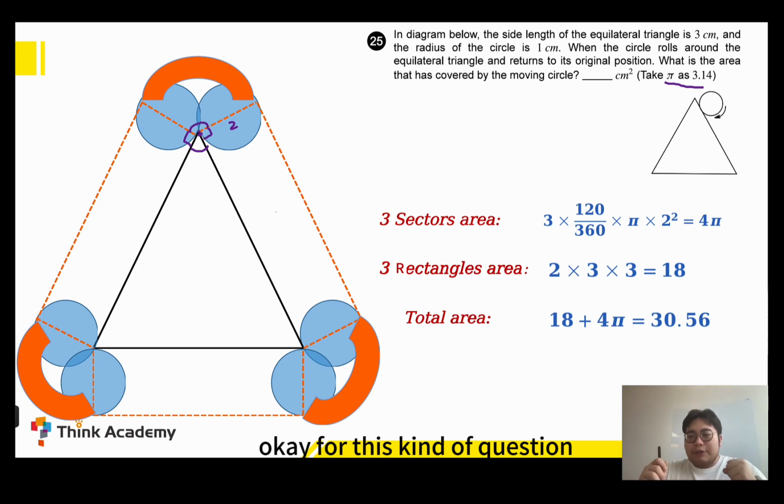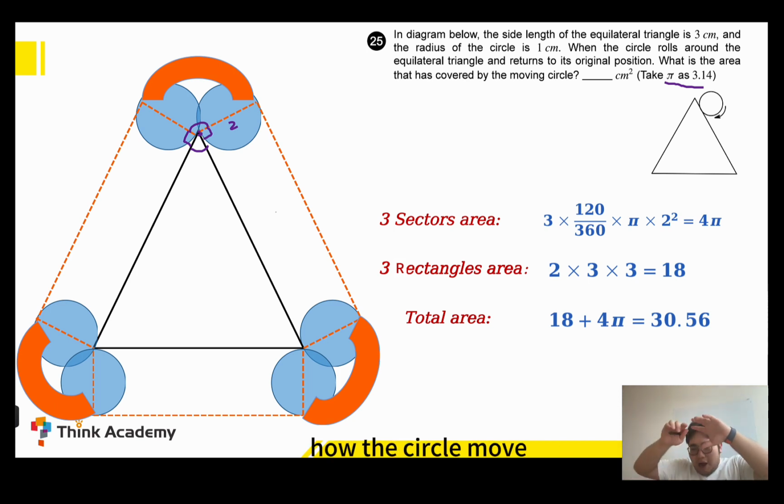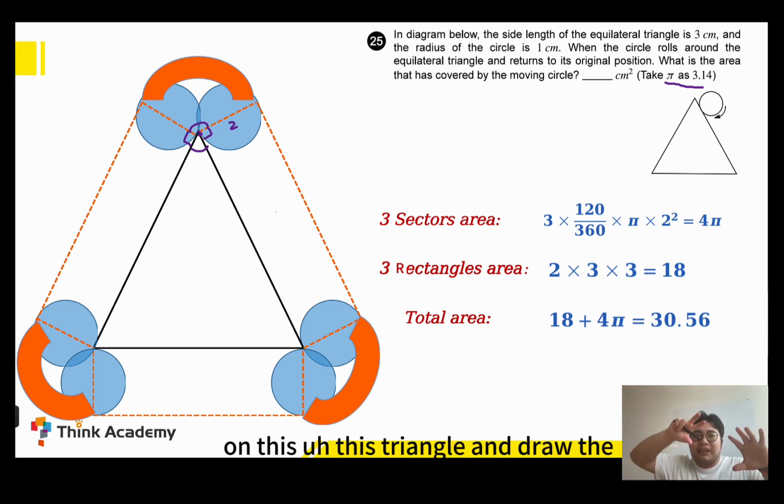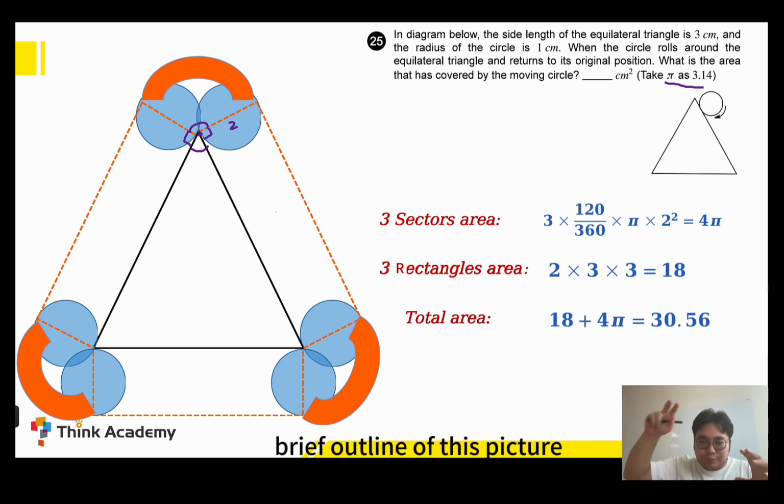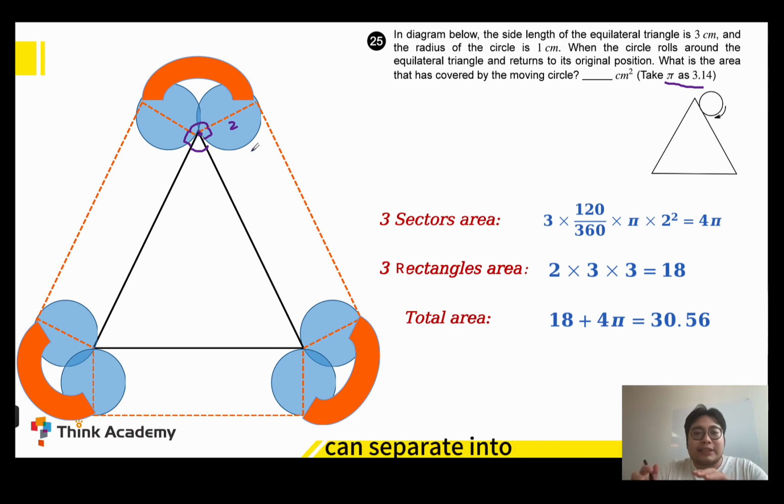Okay, for this kind of question, you need to imagine how the circle moves on this triangle, and draw the brief outline of this picture. After that, you can separate it into two shapes: one is the sector, and the second is the rectangle. So you can combine the rectangles and sectors. After that, calculate the 3 rectangles and 3 sectors, and you can find the answer.